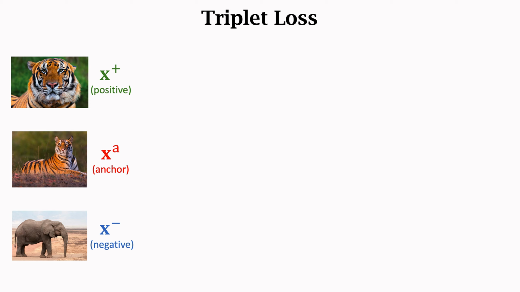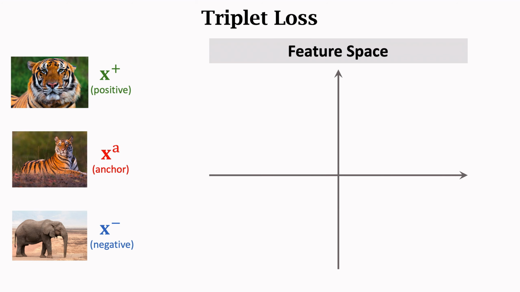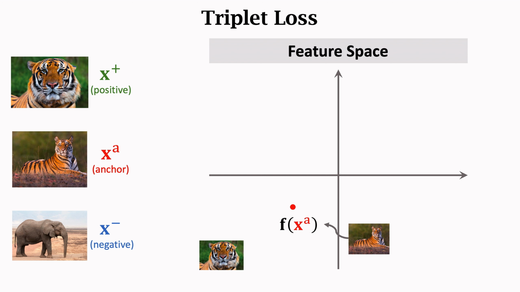I want to reiterate the relation among the three samples. This is the feature space. The convolutional neural network maps images to feature vectors. This is the anchor. It is a tiger image. Its feature vector is the red dot. This is a positive sample. It's another tiger. Its feature vector is the green dot. The square distance between the two feature vectors is d_positive. We hope d_positive is as small as possible.